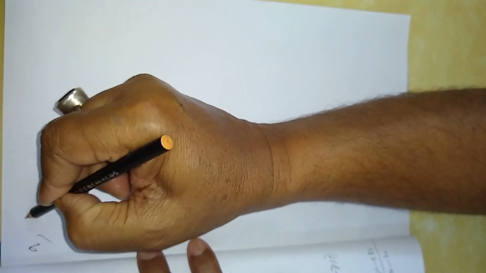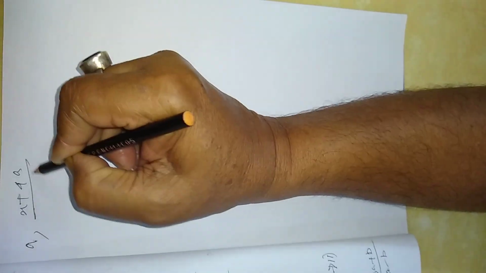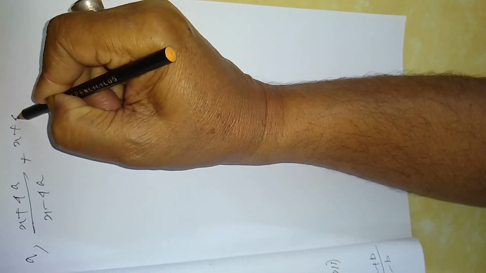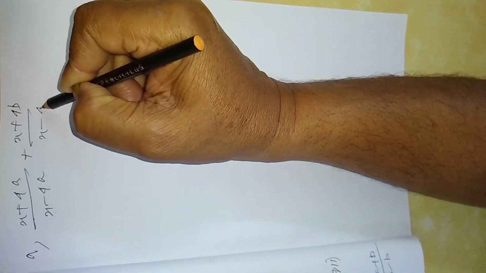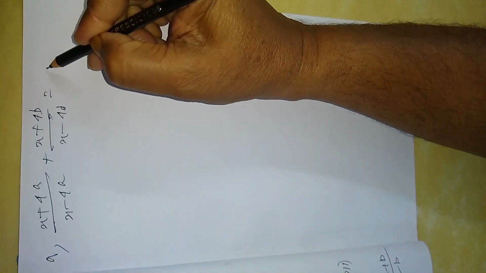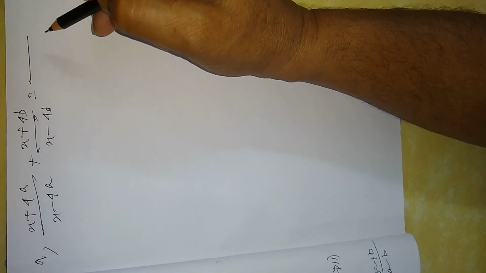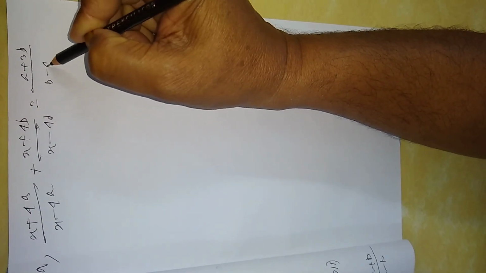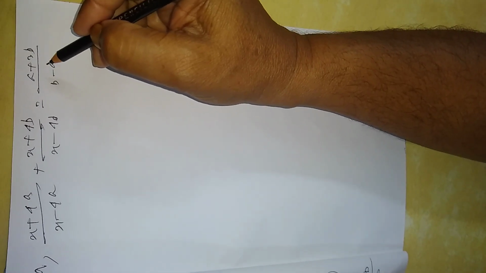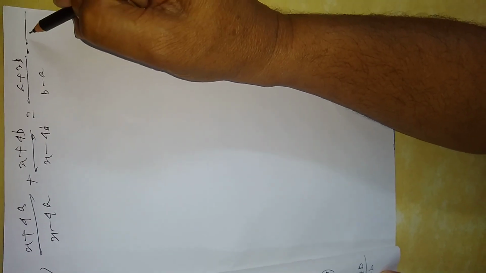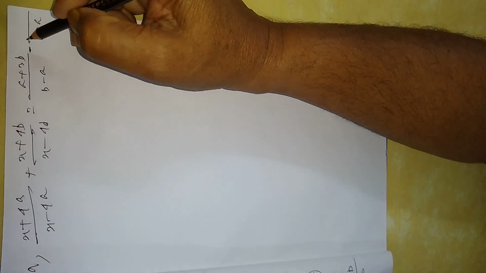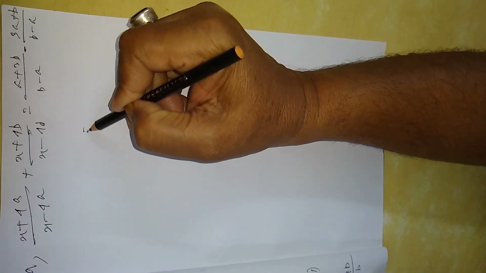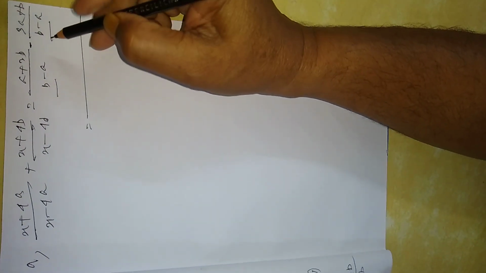Or x plus 4a divided by x minus 4a plus x plus 4b divided by x minus 4b is equal to a plus 3b by b minus a. So here there is a minus b, so write it here common. So it will be b minus a and 3a plus b. So b minus a, that is LCM.